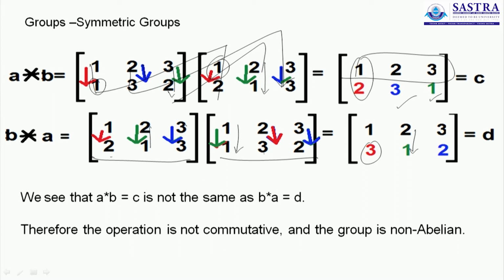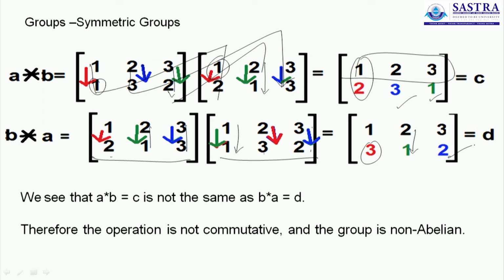And 3 goes to 3, but 3 goes to 2. Therefore, 3 goes to 2. So 1, 2, 3 is mapped to 3, 1, 2. Remember, we are supposed to follow the arrow mark. 1 to 2, 2 to 3. 2 to 1, 1 to 1. 3 to 3 and 3 to 2. So you follow the images, you have your permutation ready.